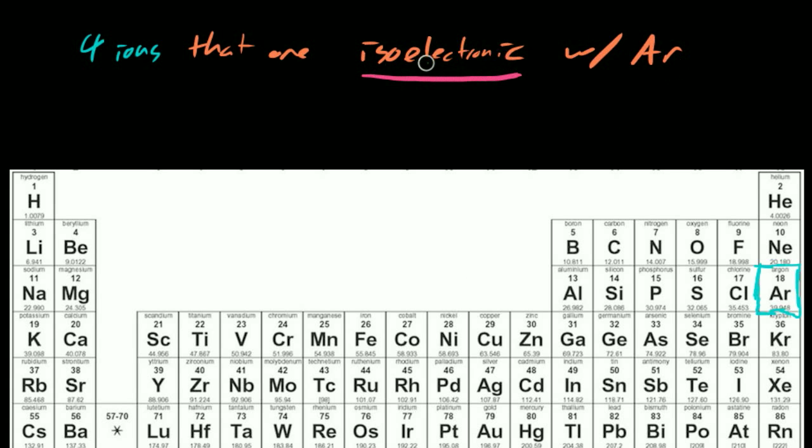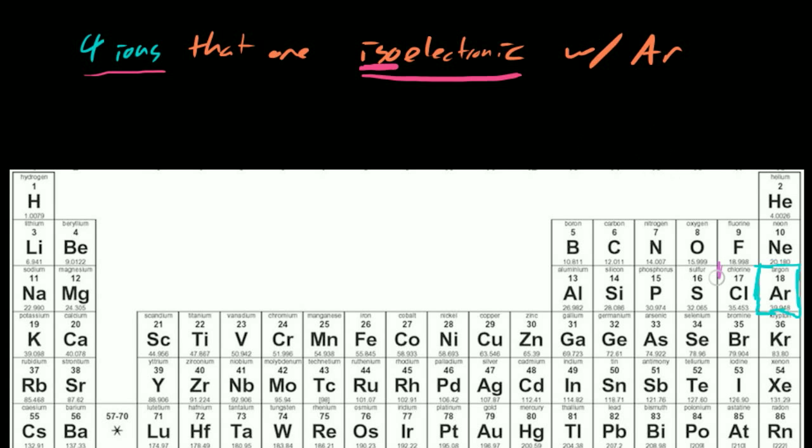We learned this more towards the end of the playlist, but iso means the same, and electronic just means how many electrons we have. So we are looking for 4 different ions that have the same number of electrons as argon. Let's just start going through these.